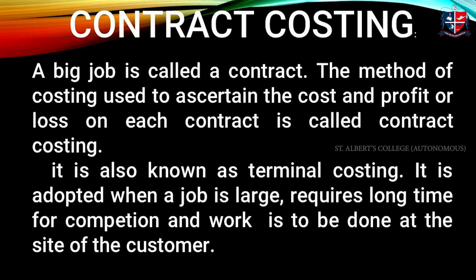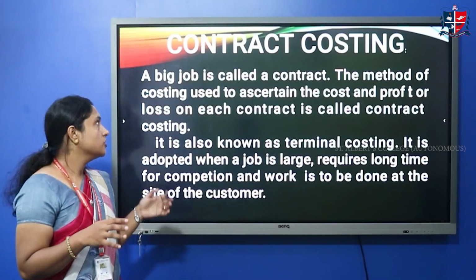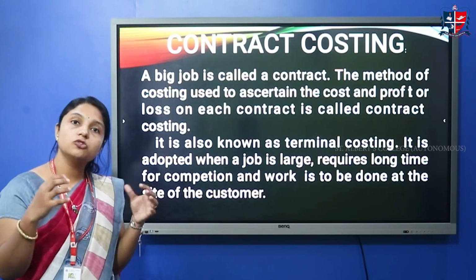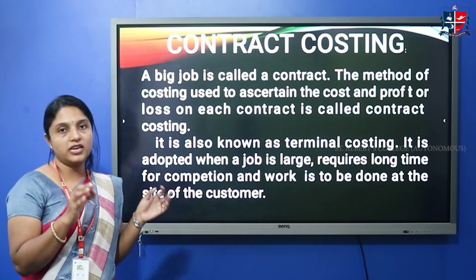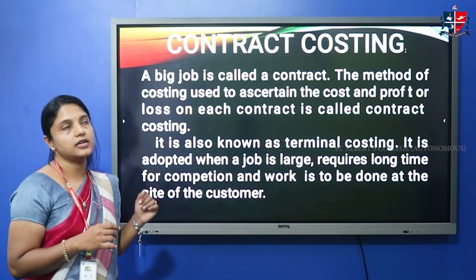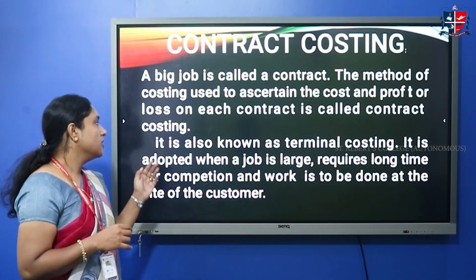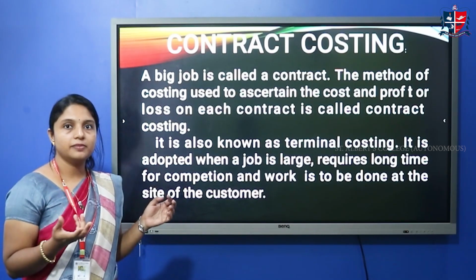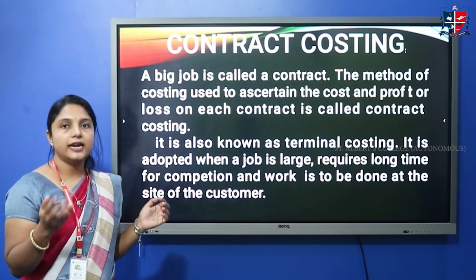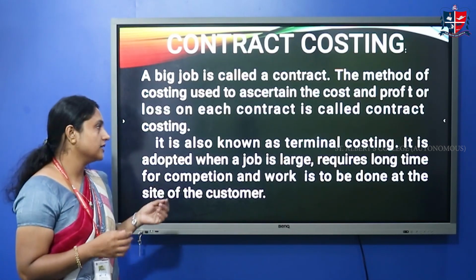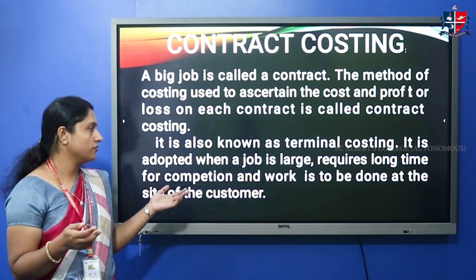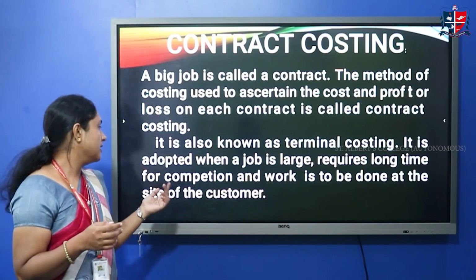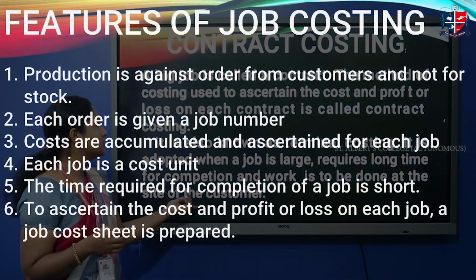Next one is contract costing. A big job is called a contract. The method of costing used to ascertain the cost as well as the profit or loss of each particular contract is known as contract costing. It is also known as terminal costing, and it is adopted when a job is large and requires a long time for completion, with the work done at the site of the customer.